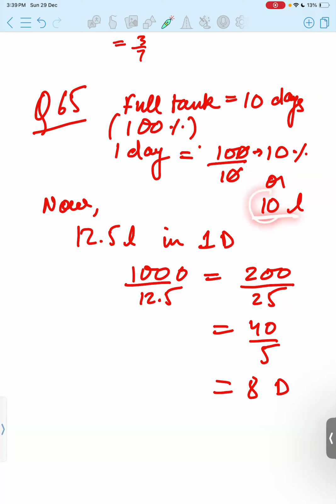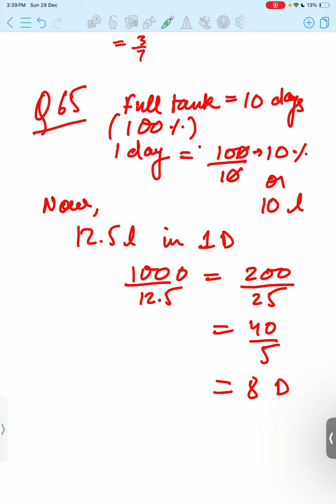So we calculate 25% of 10 liters, that would be 2.5. So now the new volume that is being used every day would be 12.5 liters, because 10 was already there. 25% of this would be 2.5. We'll add, get it as 12.5 liters in one day would be used.